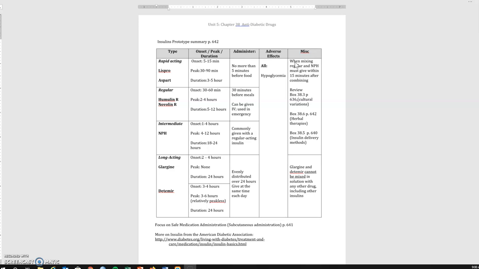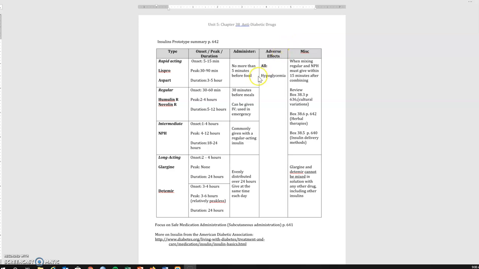The insulin prototype is found on page 642, and the insulin type 1 diabetes critical thinking scenario is found on 644. Please read this and review it because it gives you good information on what you need to teach your patient who is a diabetic.